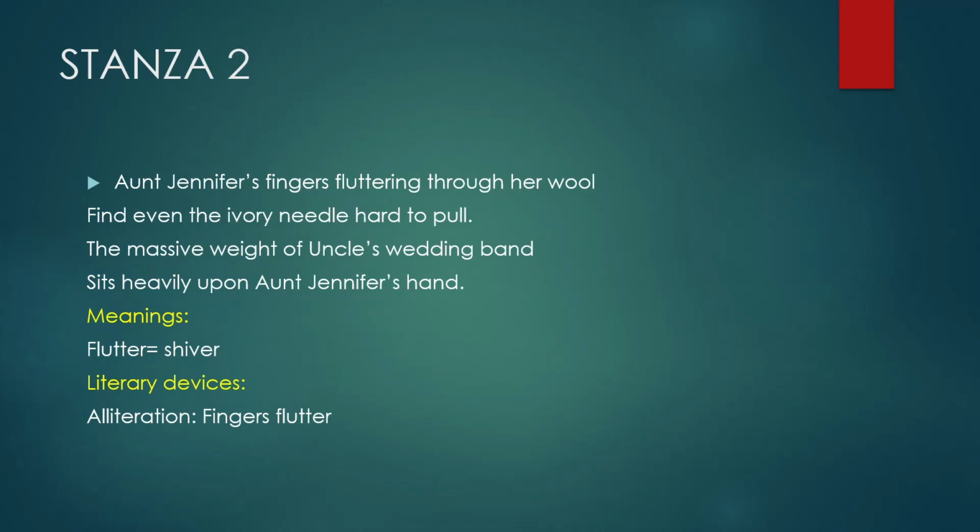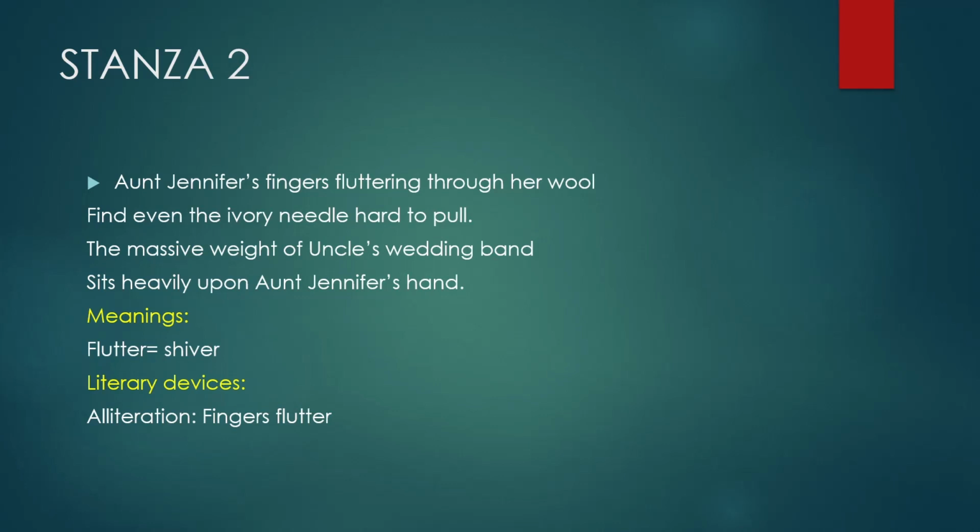The massive weight of Uncle's wedding band sits heavily upon Aunt Jennifer's hand. She is unable to pull the ivory needle through the woolen cloth, and while doing that, her fingers were fluttering. Why is it happening? It is because of the fear, because of the oppression. Why fear? The massive weight of Uncle's wedding band means here that the marriage system had become a burden on her life. That's why she is unable to pull through her life.